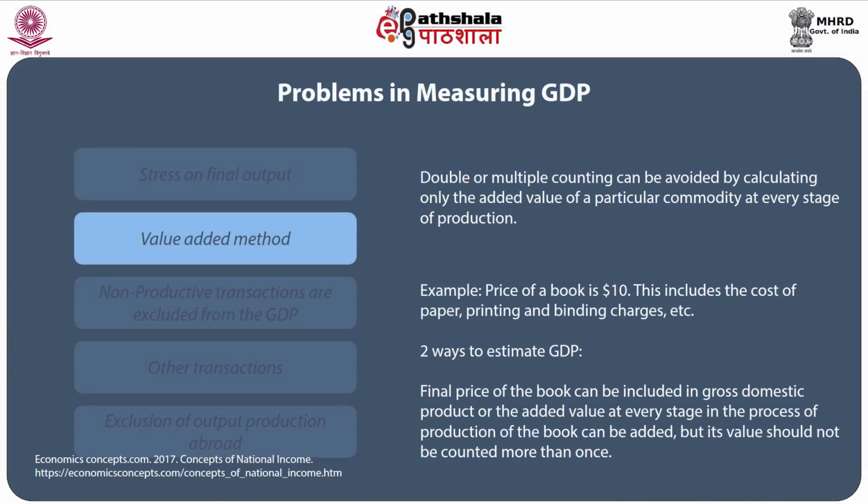The other method which we need to know is the value added method. Another way to avoid the pitfall of double or multiple counting is to calculate only the added value of a particular commodity at every stage of production. The result in both cases will be the same. Suppose the price of a book which you are reading is, say, $10. This includes the cost of paper, printing and binding charges, etc.